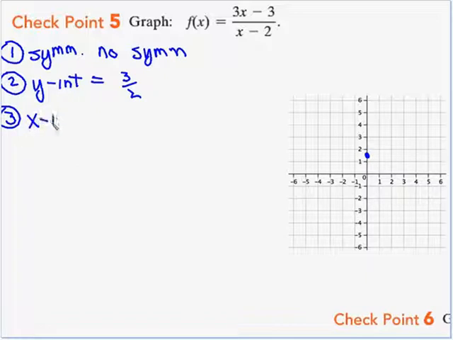Three, the x-intercept. Set the numerator equal to 0. 3x minus 3 equals 0. Add 3 and divide by 3, you get x equals 1. X-intercept of 1.